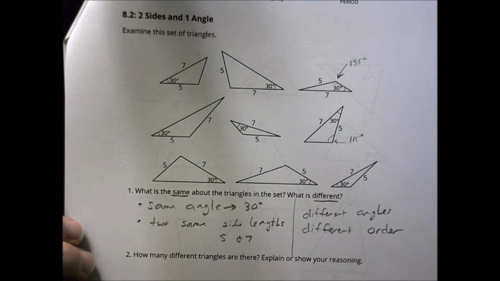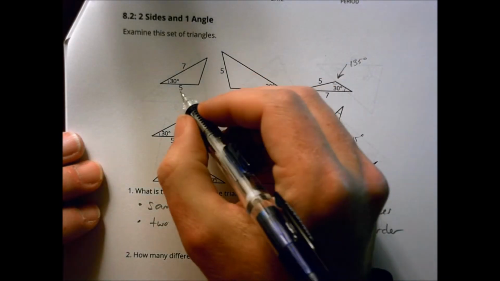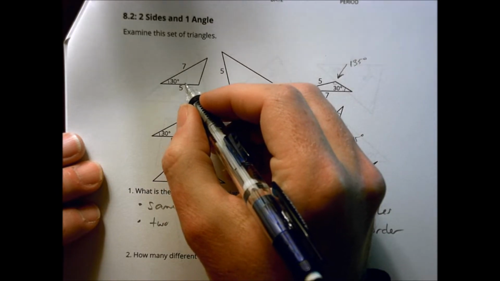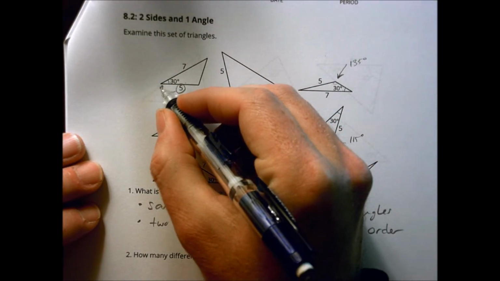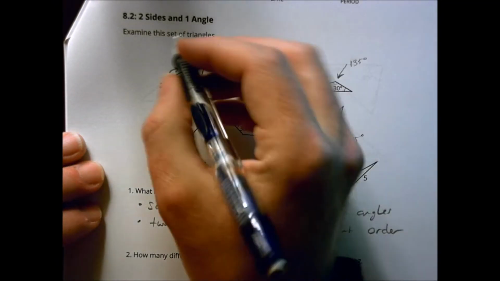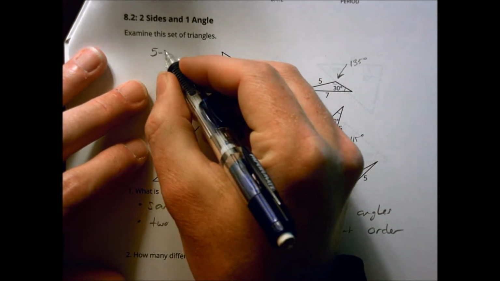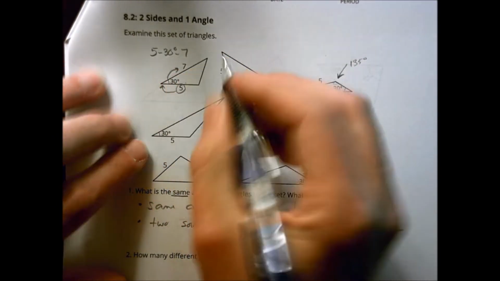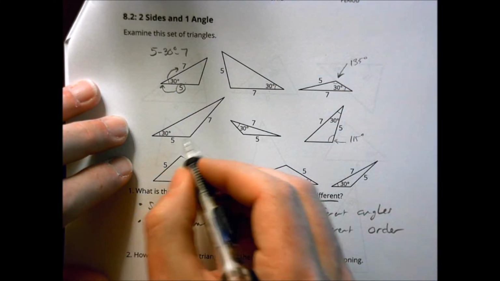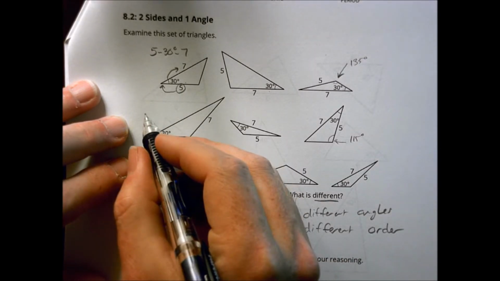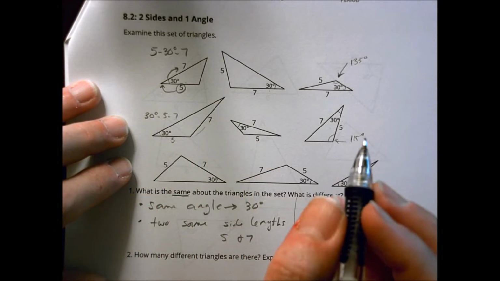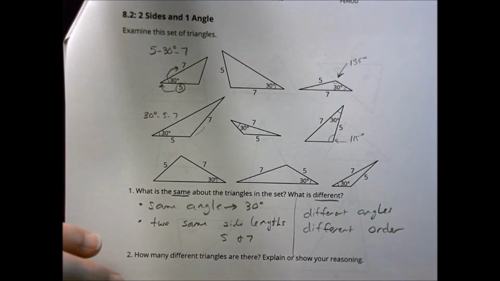And what we mean by that different order is, let's take, for example, this first one. We have the side length of a 5 followed by the 30-degree angle followed by a 7. They're all consecutive, right? There's no gap in between. When you look at this one right here, we're going with a 30-degree angle, and a 5 and a 7, so a little bit different order there, right? So they're a little different in the order in which these things go.